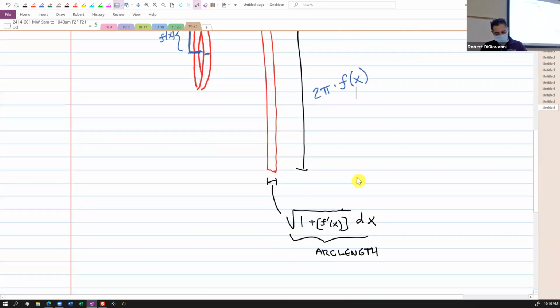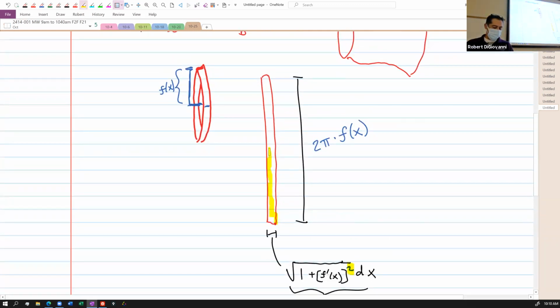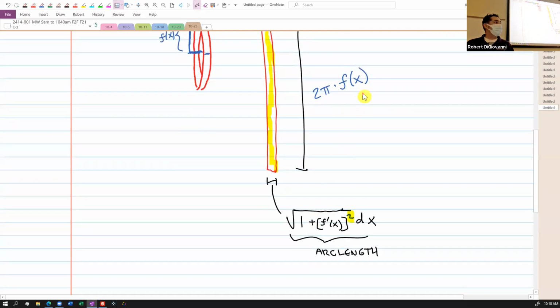Am I missing the square? I'm missing the square. Oh, thank you. I'm missing the square right there. Appreciate that. I forgot to put it. So the area of this rubber band, right? The area in here is just this times this, and then we want to add them all up.